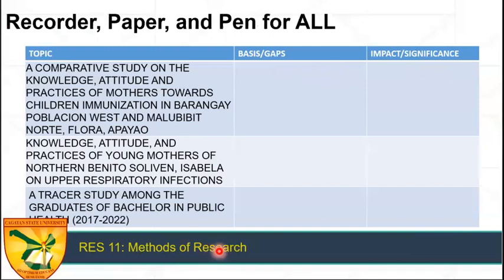So next, you need also to prepare a recorder, paper, and pen for all. Okay, not only one group member, because some panelists or members of the panel will ask you, why are there no students writing my recommendations, etc.